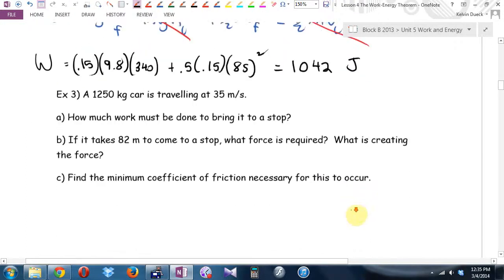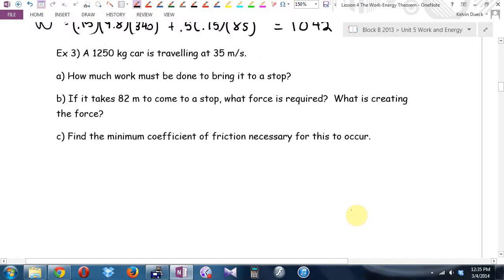Example 3. A car is traveling at 35 meters per second. Cool. Jake, what does A want me to find? How much what? You're right. Force times... do you see a force or a distance mentioned anywhere in the initial information? No. They do mention it in part B, but that doesn't help me right now.